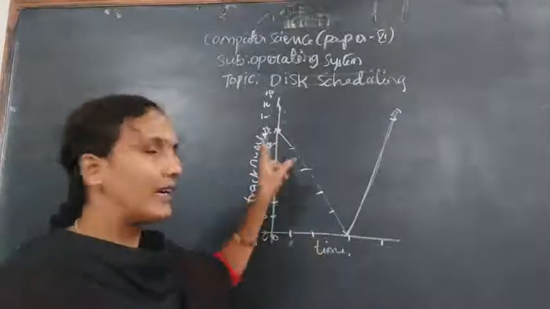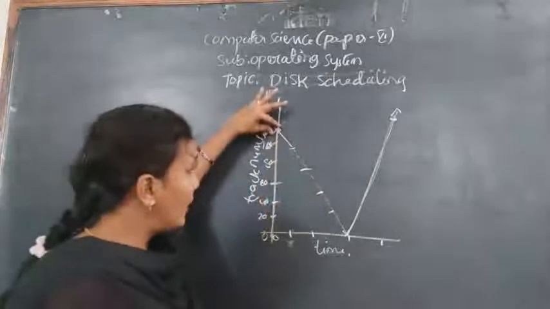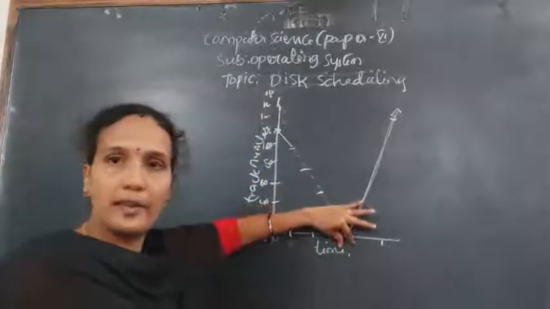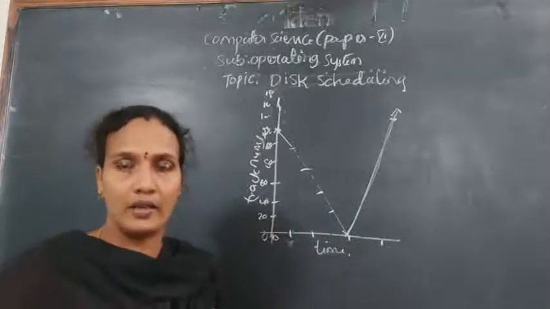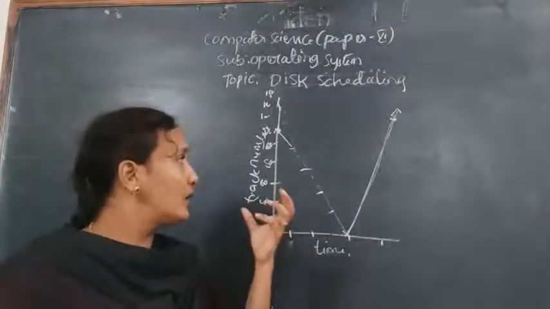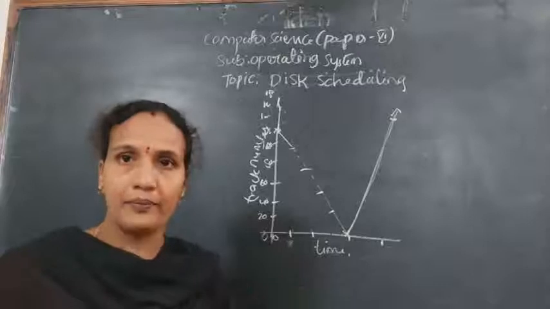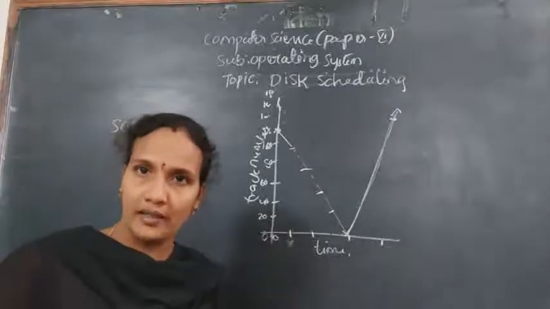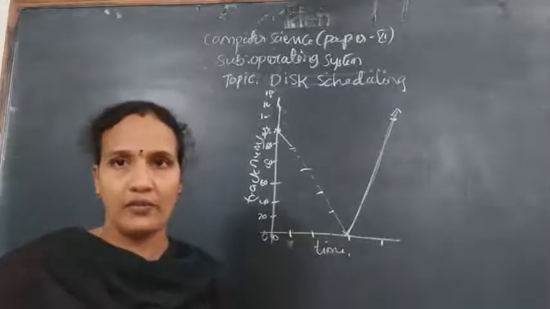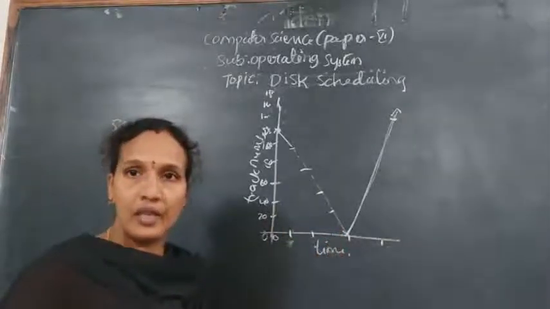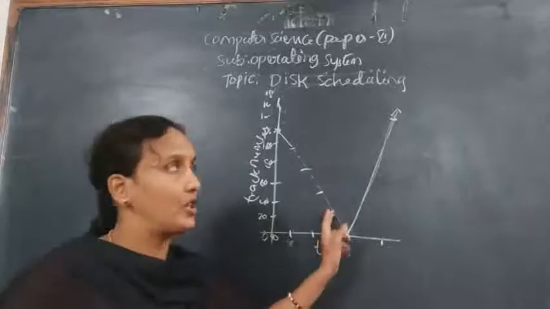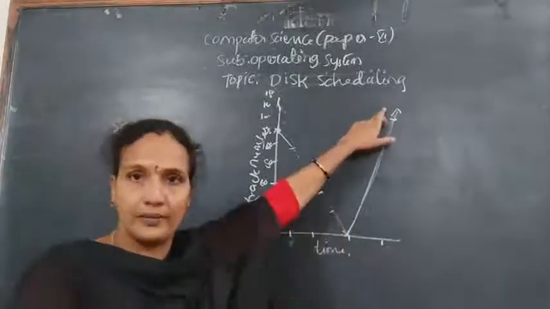It will start at one end and move down to the other end. When it comes to a particular cylinder, whatever requests are there in that cylinder will be serviced. And when it reaches the other end, again in the reverse direction, it will move to the other end.